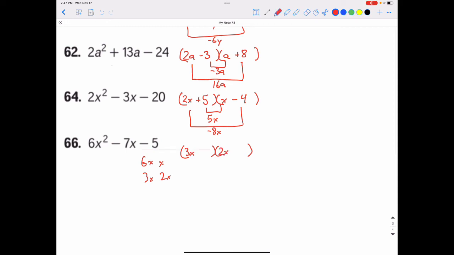And then factors of negative 5 that will help me add up to equal negative 7. Factors of negative 5 would need to be, let's see, looks like negative 5 here and positive 1 here. That would give me negative 10x for my inside and positive 3x for my outside, which does add up to negative 7x.